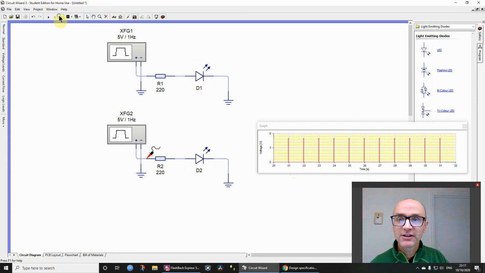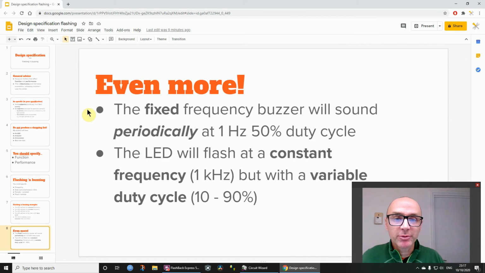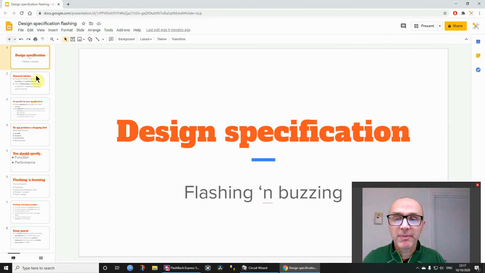Okay, so hopefully that's given you a bit of a clearer idea about your design specifications, specifically for things that buzz and flash, or flash and buzz, or something else even. Okay, it could be motors as well, turning on and off, or whatever you want to do. Okay, so if you're one of my students and you're looking for design specification points, by all means have a look through this video again. Don't copy anything word for word, it's got to be your own work, and I look forward to seeing it.